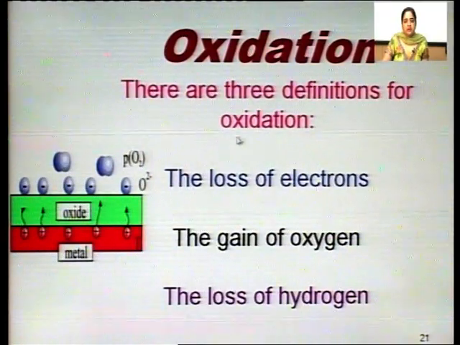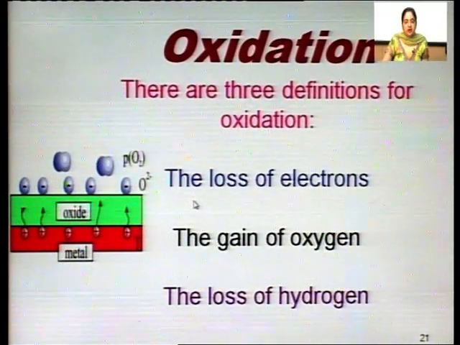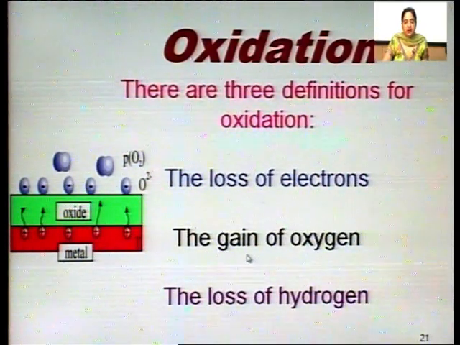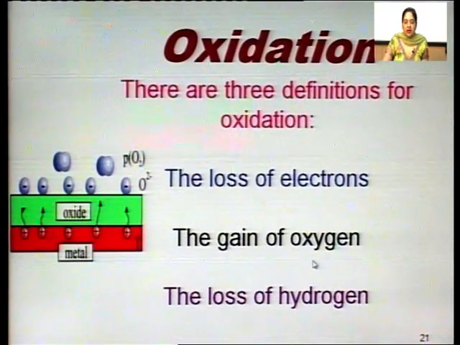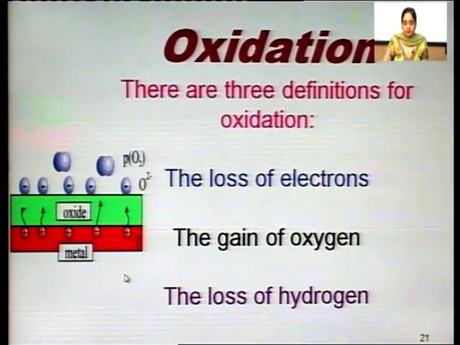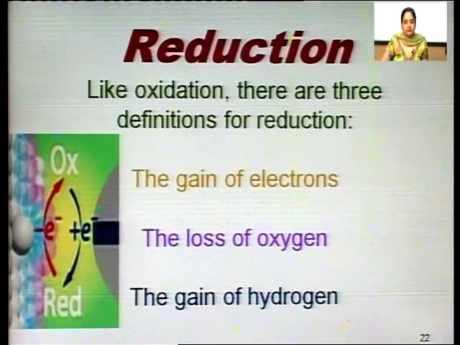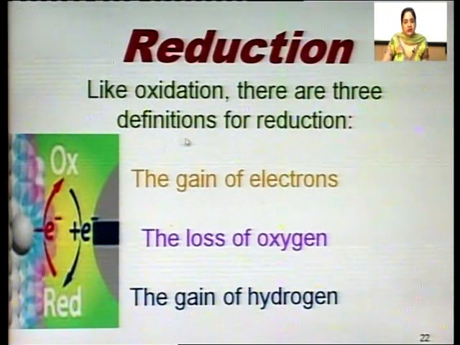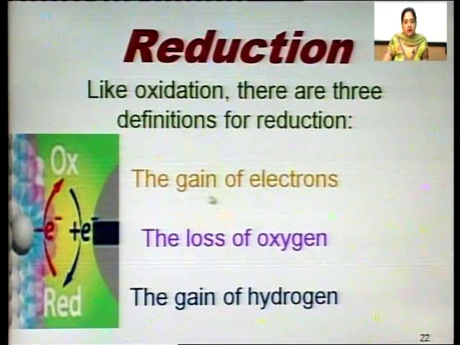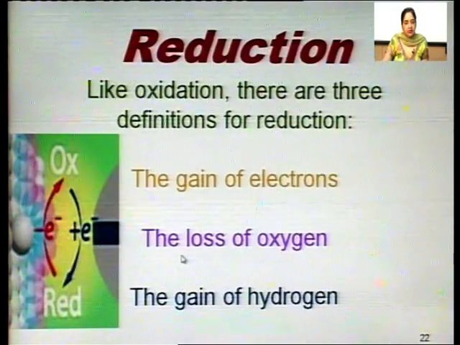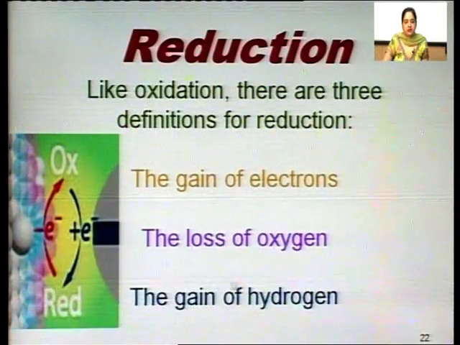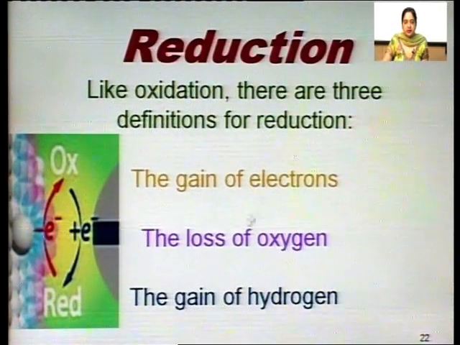There are three definitions of oxidation. First is the loss of electron. Second is the gain of oxygen. And third is the loss of hydrogen. Reduction. There are also three definitions for reduction. First is the gain of electron. Second, loss of oxygen. Third, gain of hydrogen. So, this is called reduction.